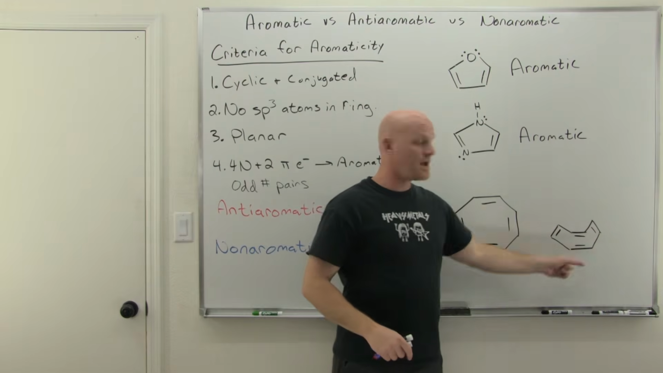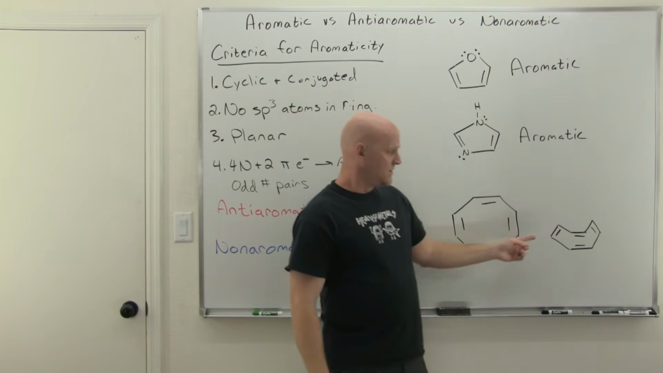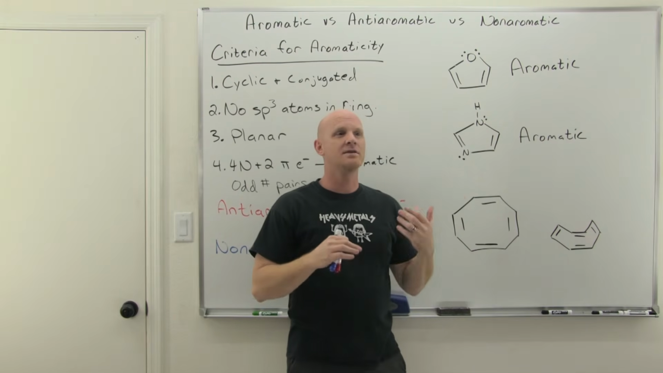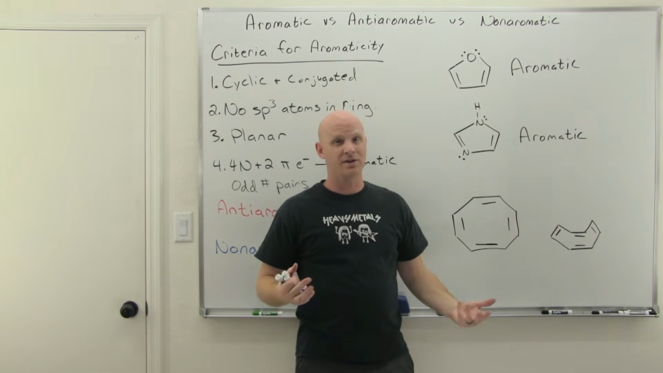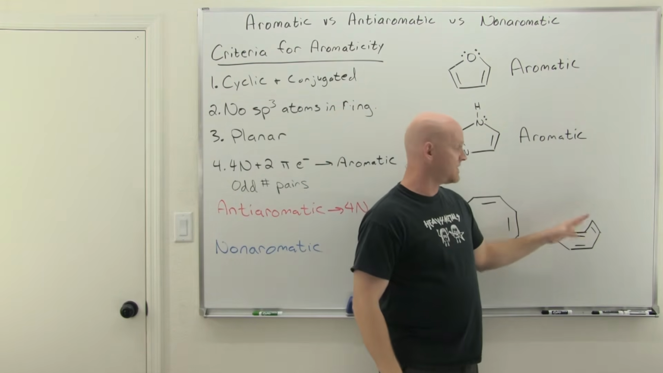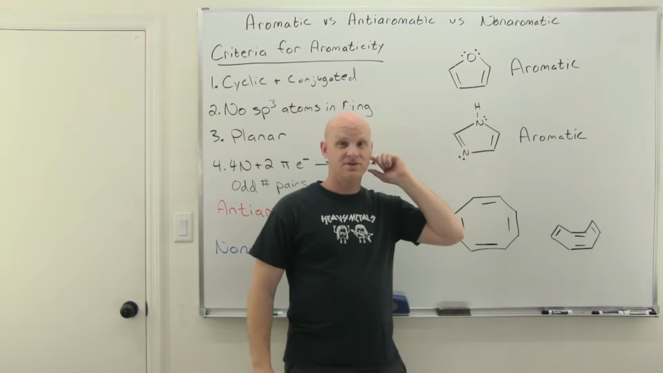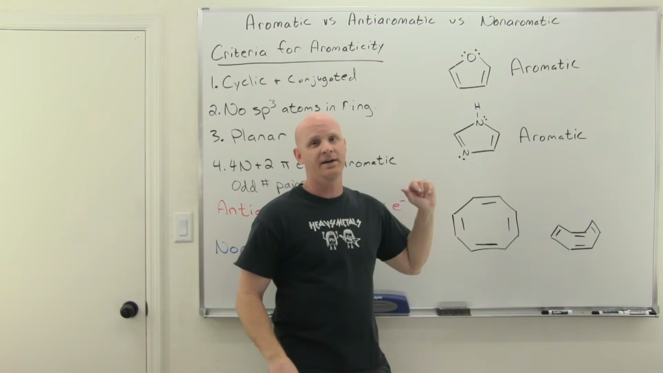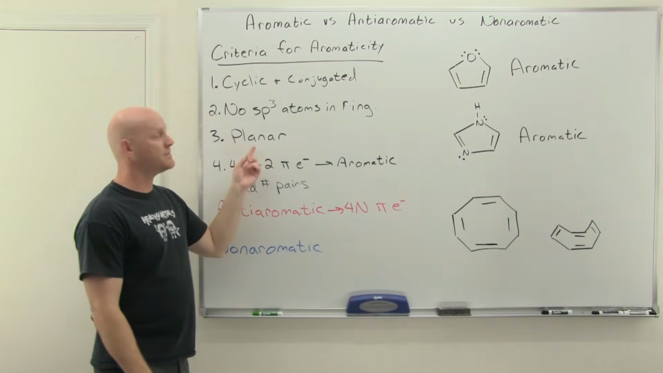And because it is not planar, you do have some conjugation going on here, but it's not going to be this nice system of overlapping p orbitals because they're not all parallel to each other. And so you do have some level of conjugation, but because they're not all parallel, it can't actually delocalize all the way around the ring. And so as a result, it cannot be planar.